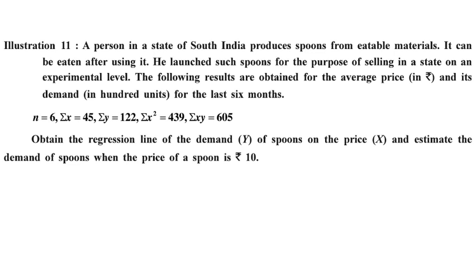As you can see, we are going to mix up a formula to solve this sum. The regression line of demand of spoon and the price, estimates the demand of spoon when the price of spoon is 10. Now as you can see here, summation x summation y was available, so I just found the x bar y bar, because without using x bar y bar we can't move forward with our sum. Now once we have got x bar as summation x upon n and y bar as summation y upon n, the x bar is 7.5 and y bar is 20.33.